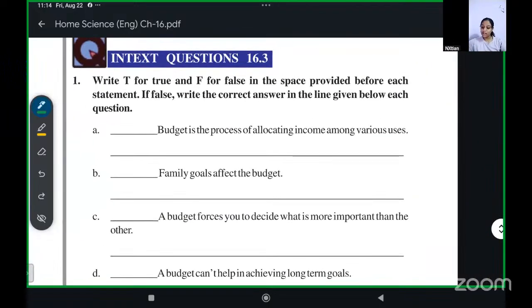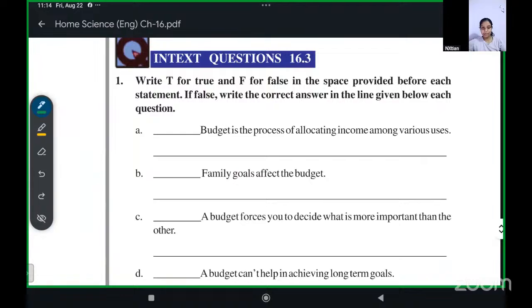Then let's see in-text questions 16.3. Write T for true and F for false in the space provided before each statement. If false, write the correct answer in the line given below each question. Budget is the process of allocating income among various users. True. Yes, budget is the process of allocating income among various users. Family goals affect the budget.